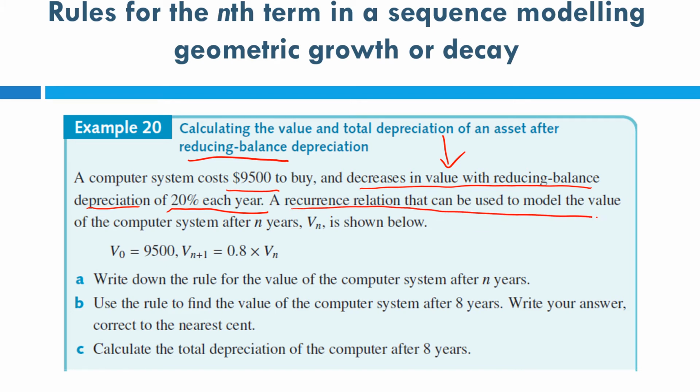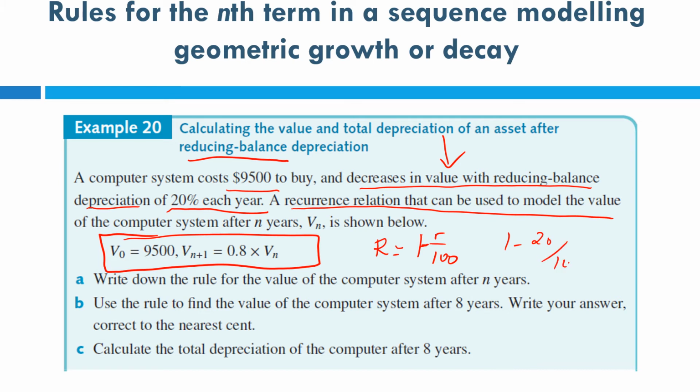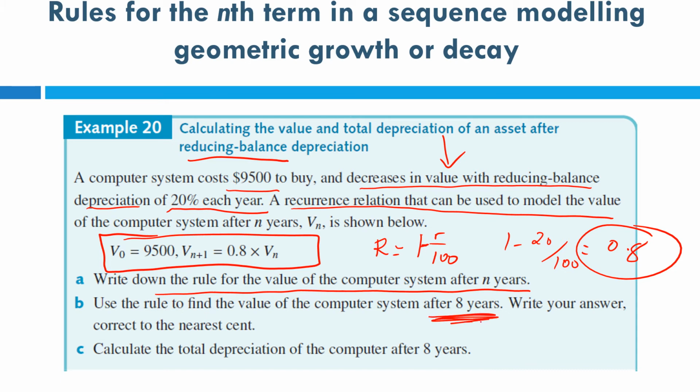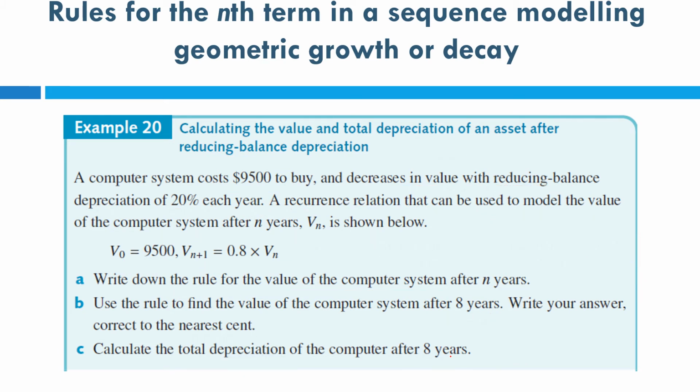So a recurrence relation that can be used to model this value, so they've given it to us. Here is the recurrence. Well, you can work that out anyway. So the 0.8 has come from finding capital R. That's what 0.8 represents. But that's come from 1 minus R over 100 because it's decreasing. So 1 minus 20 on 100, which gives us 0.8. So that's where that comes from. So it says, write down the rule for the value of the computer system after n years. Use the rule to find the value of the computer system after 8 years. What's it worth to the nearest cent? Don't forget that. And then calculate the total depreciation of the computer system after 8 years.